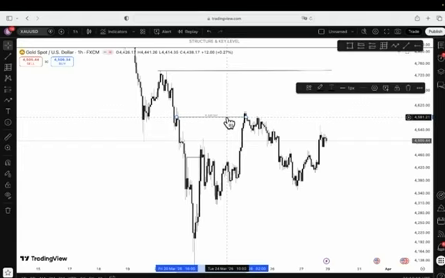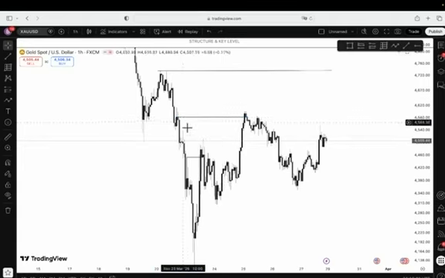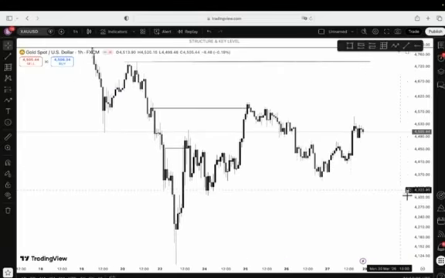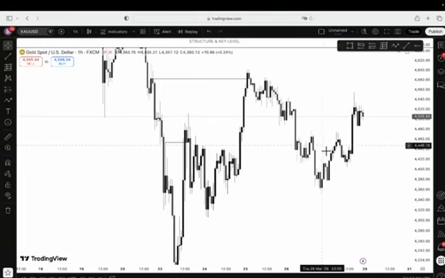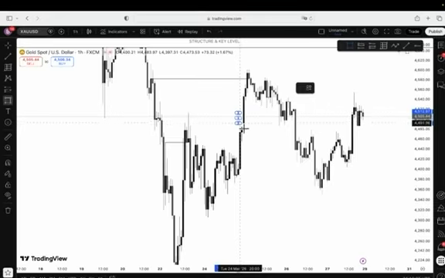Okay, but it's really complex if you use this at the same time as this. Now let's say that you wanted to take a buy. Now let's assume that we had a fresh key level just right here.